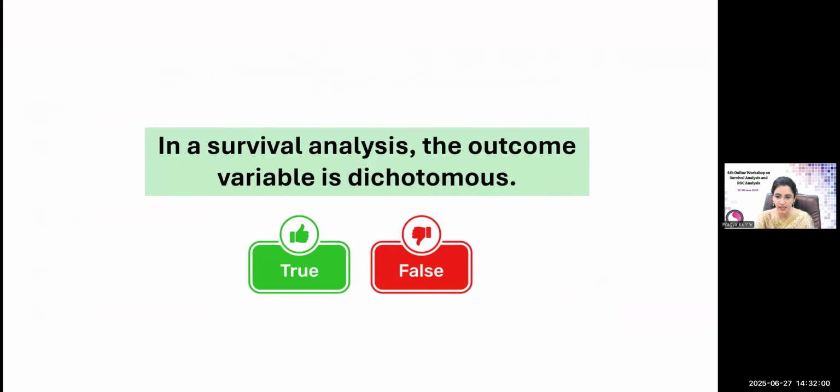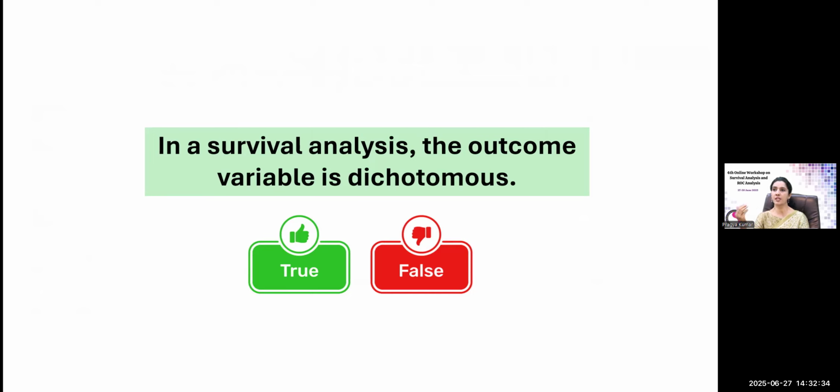So now please answer this question. In survival analysis, the outcome variable is dichotomous. Yes, please answer true or false. So Priyanka is writing false and Ajay is writing true. Namrata is yes and Pratik is true. So see, the dependent variable, the outcome variable, we have got two: event happened or not happened, and the time to event. So the outcome variable is the time.